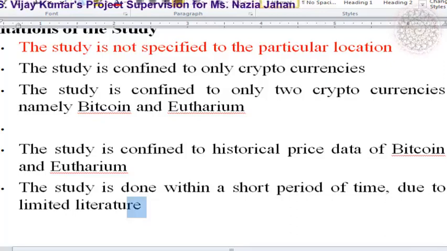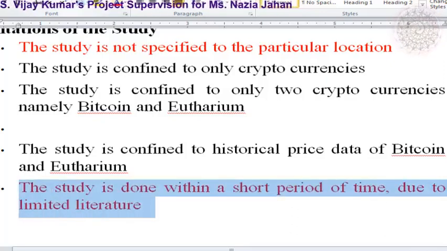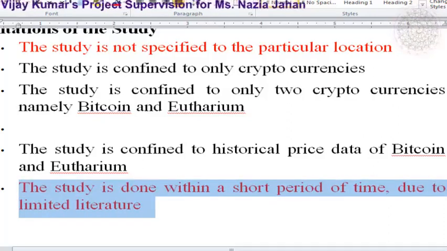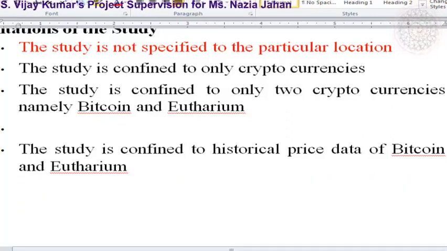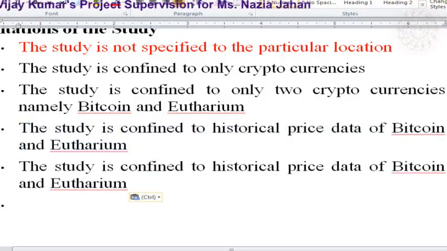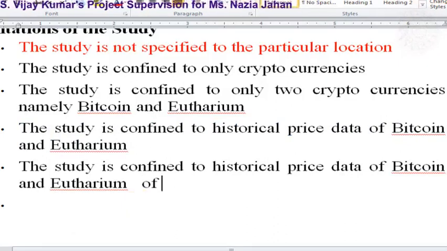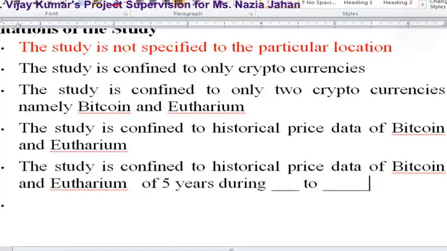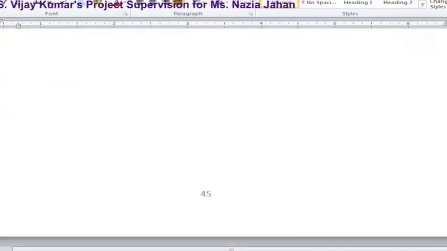So within a short period of time, this is not right. Remove this: within a short period of time due to limited literature. It's a wrong thing. Price data of Bitcoin and Ethereum. Next you can write, the study is confined to historical price data of Bitcoin of 5 years during so and so date to so and so date. Okay, so this will be your limitations of the study. That's all. Thank you. 45 pages it has come. You change the font size, it will come properly. Okay, thank you.